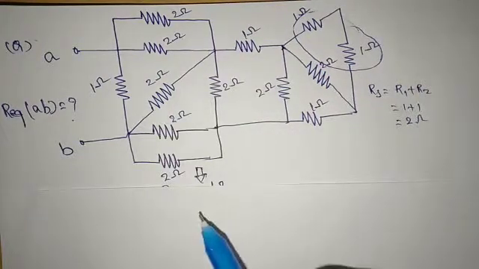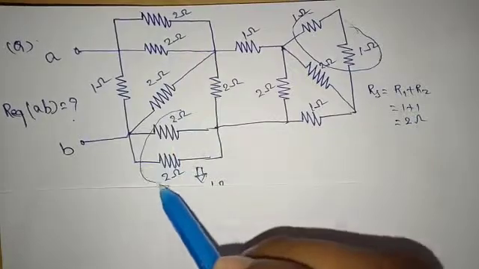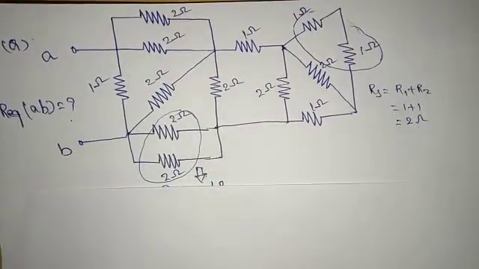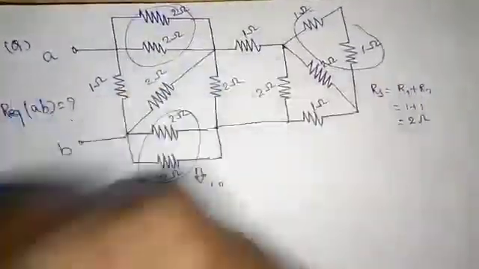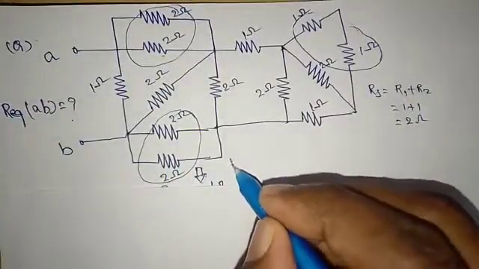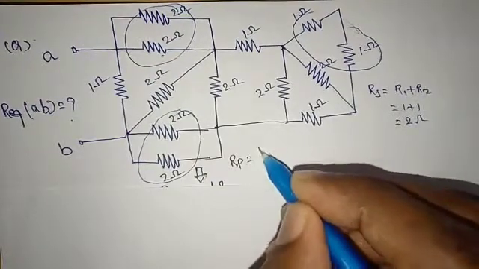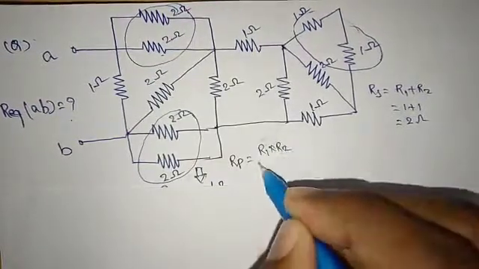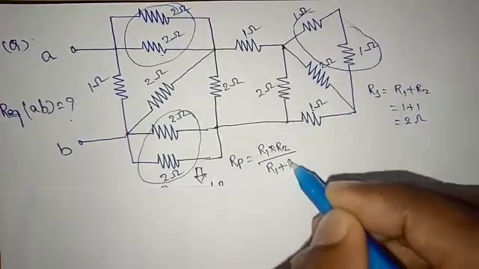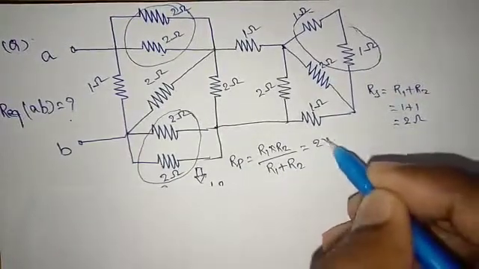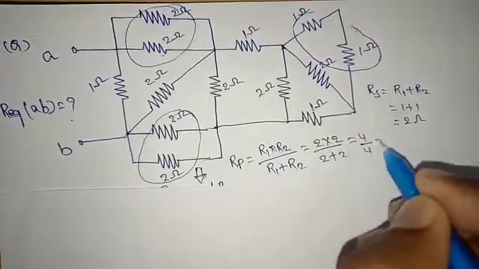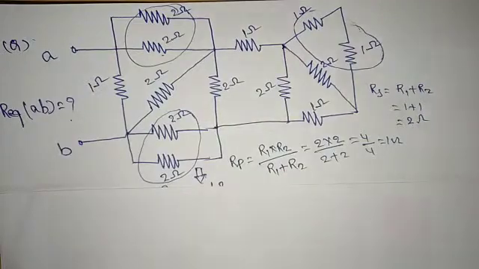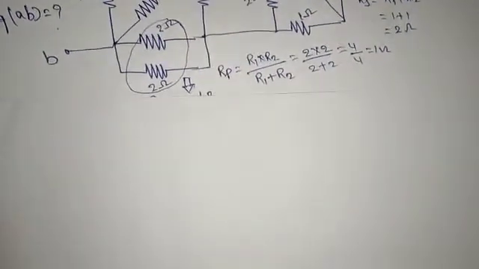We can see here that 2 ohm and 2 ohm are in parallel to each other. So when we find the value of Rp, it is equal to R1 into R2 divided by R1 plus R2. So 2 into 2 divided by 2 plus 2 means 4 by 4 is equal to 1 ohm. So we got the value of 1 ohm, and after that we have to redraw the above circuit.